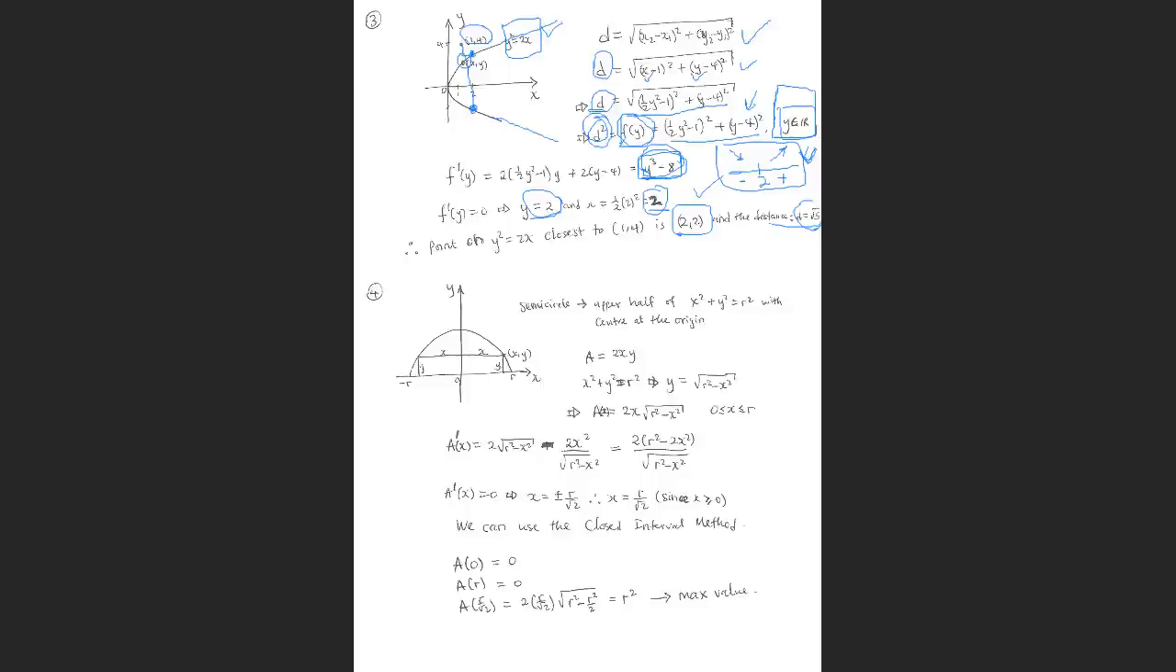Let's look at our last example. All right, example 4. They say find the area of the largest rectangle that can be inscribed in a semicircle of radius r. Semicircle. So let's see. Find the area of the largest. Let me get my notation. Largest rectangle. Largest means maximizing.